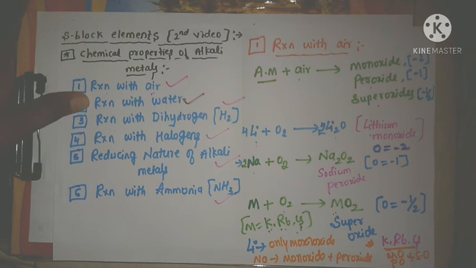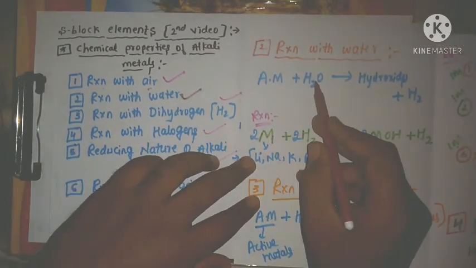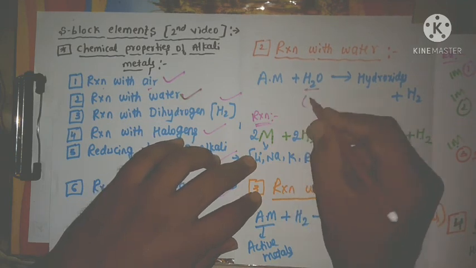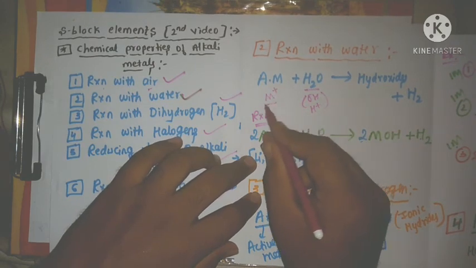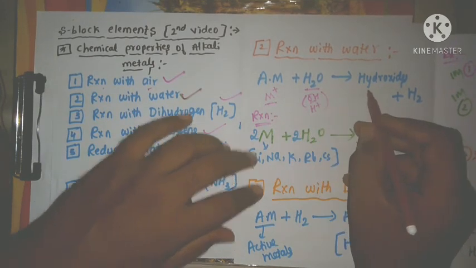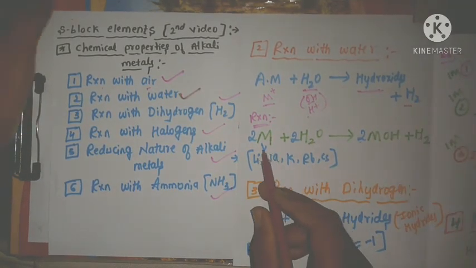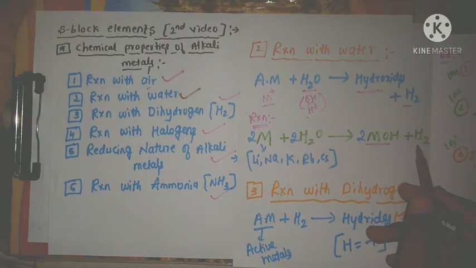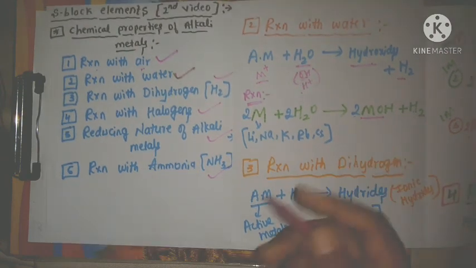That over. Next we have discussed the second one, reaction with water. When alkali metal reacts with water, water means H2O, OH minus is there and H plus is there. Alkali metals, after losing one electron, M plus combines with OH minus to form MOH, that is the corresponding hydroxide, and release hydrogen gas, H2 gas. When alkali metals react with water, they form the corresponding hydroxides and release dihydrogen gas. Second one also over.